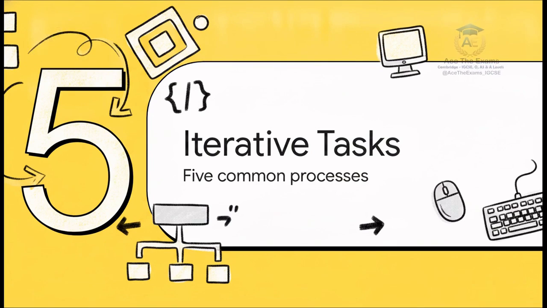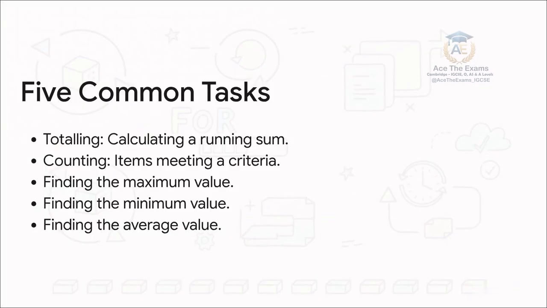Section 5, Common Iterative Tasks. There are 5 essential iterative tasks that, honestly, every computer science student just has to master. We've got totaling, which is calculating a running sum, counting, which is tallying up how many items meet a very specific criteria, finding the maximum value in a set of data, finding the minimum value, and finally, calculating an average.